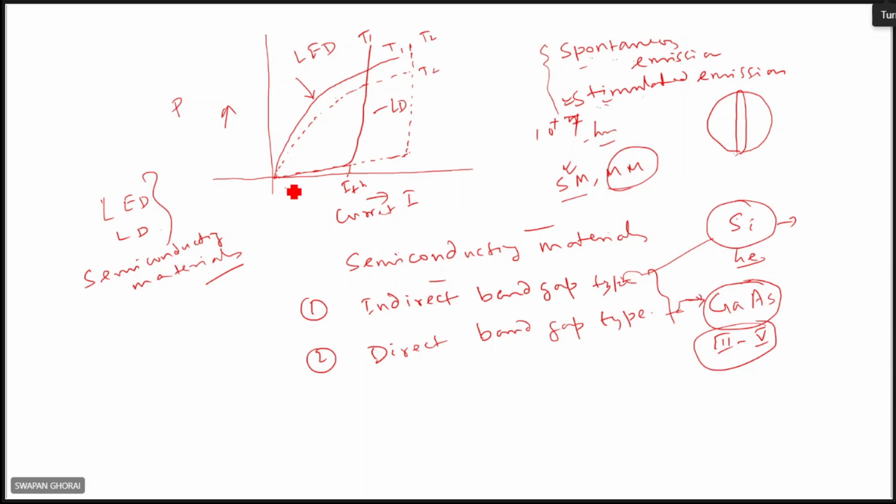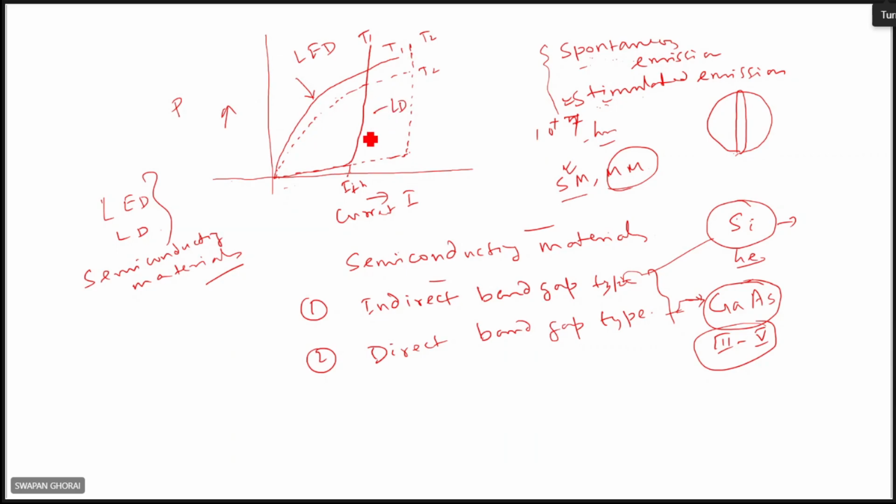But in case of a laser diode, if you increase the current, initially there will be almost zero output. A certain output you will get, but that is negligible. But after a certain threshold current, there will be a dramatic increase in the output. You see it here. This is the laser output, and this is the LED output.